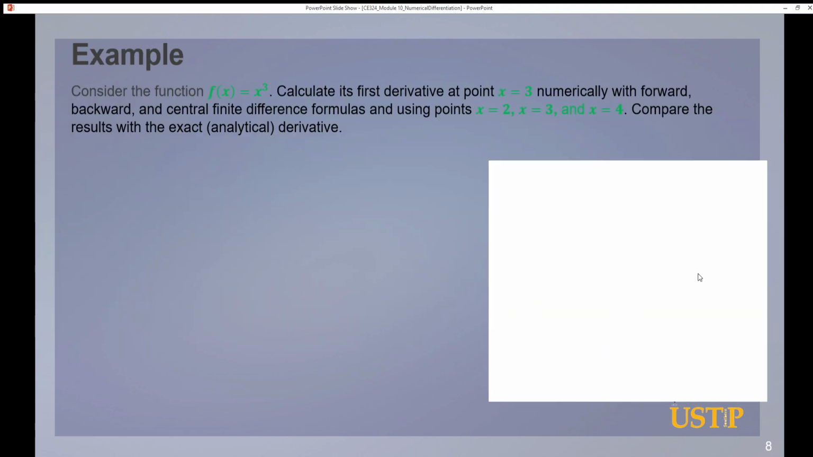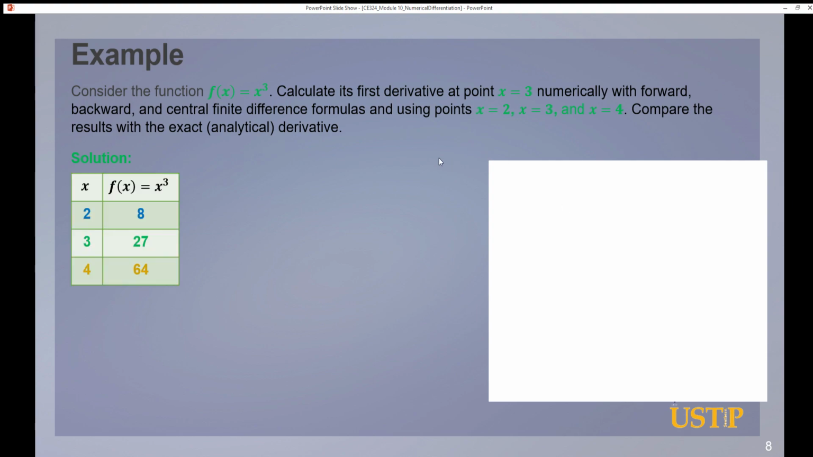Okay? Let's try out an example. Consider the function f of x is equal to x cubed. We need to calculate its first derivative at point x equals 3, numerically with forward, backward, and central finite difference formulas, using points x equals 2, x equals 3, and x equals 4. Compare the results with the exact analytical derivative. Okay?